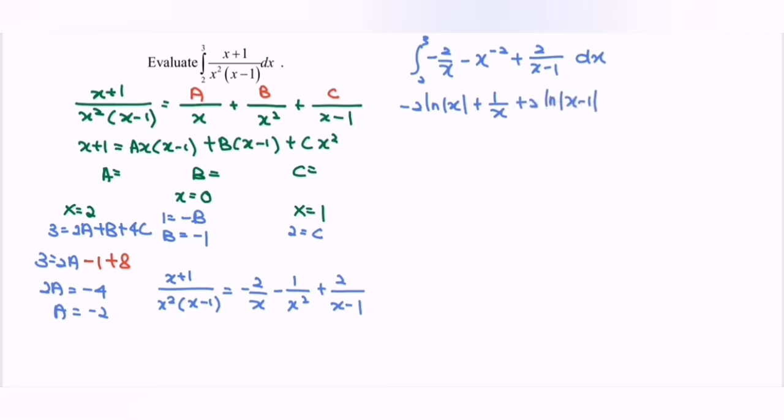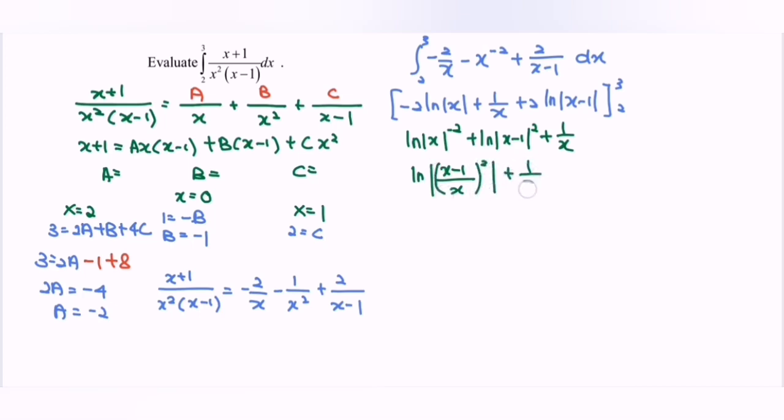Do remember to differentiate the internal function. In this case, we have over 1. Then we have the limits 3 and 2. You may simplify the situation before substituting the values. So here we have ln x to the power of negative 2 plus ln (x minus 1) to the power of 2 plus 1 over x. Rewrite the situation: ln of (x minus 1) squared over x squared, plus 1 over x. Do remember the limits, we have 3 and 2.